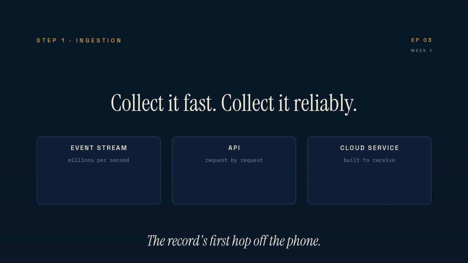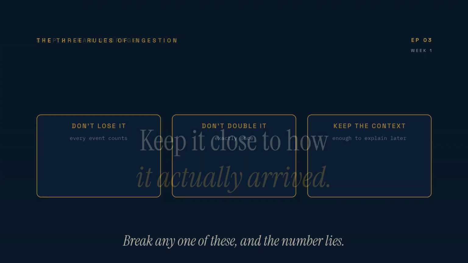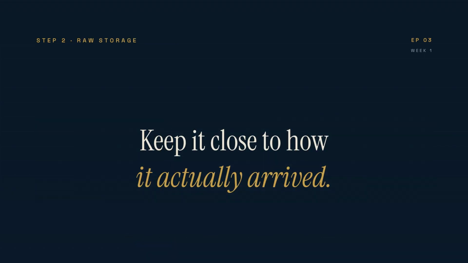The first step is ingestion. The app sends the event to a system that can collect data quickly and reliably. This may be an event streaming platform, an application programming interface, or a cloud service built to receive millions of events. The goal is simple: do not lose the event, do not create it twice, and capture it with enough information to understand what happened later.